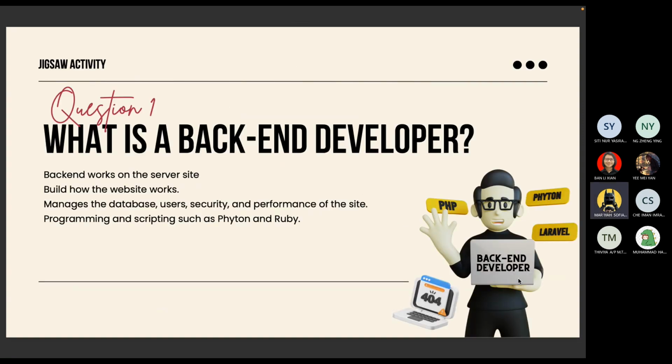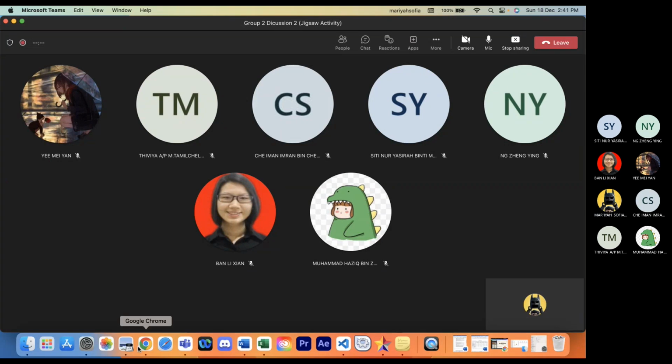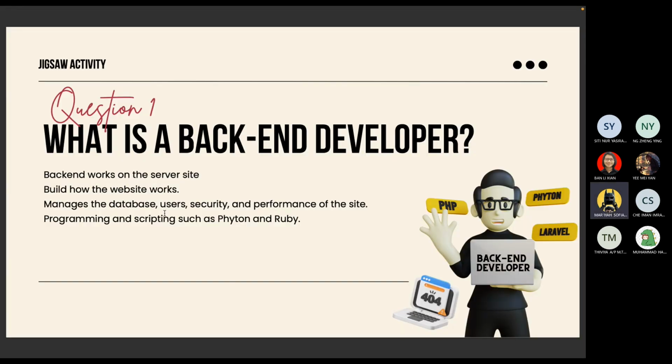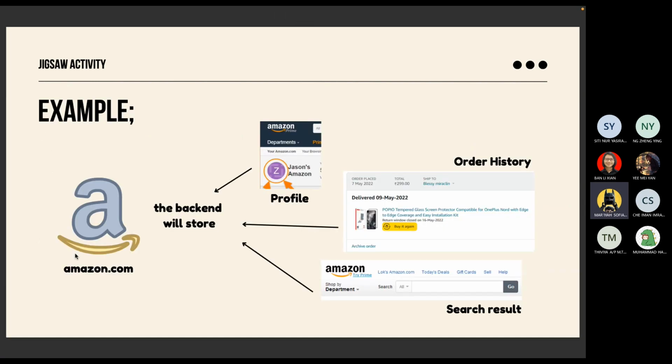So what is a back-end developer? Okay, what is a back-end developer? A back-end developer works on the server side, builds how the website works, and manages the database, user security, and performance of the site, with programming and scripting such as Python and Ruby. For example, if we open Amazon.com, the backend will store your profile, your order history, and also your search history, search results.